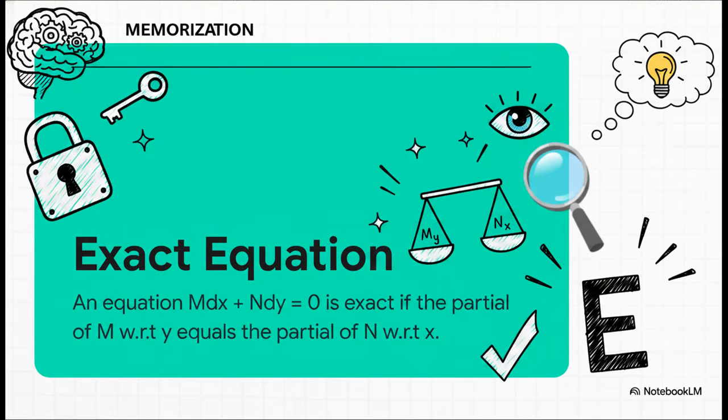And this is it. This is the formula you absolutely have to have locked and loaded in your brain. For an equation M dx plus N dy equals 0, you test for exactness by checking if the partial derivative of M with respect to y is equal to the partial of N with respect to x. Get this down cold. It is the key that unlocks the whole problem.